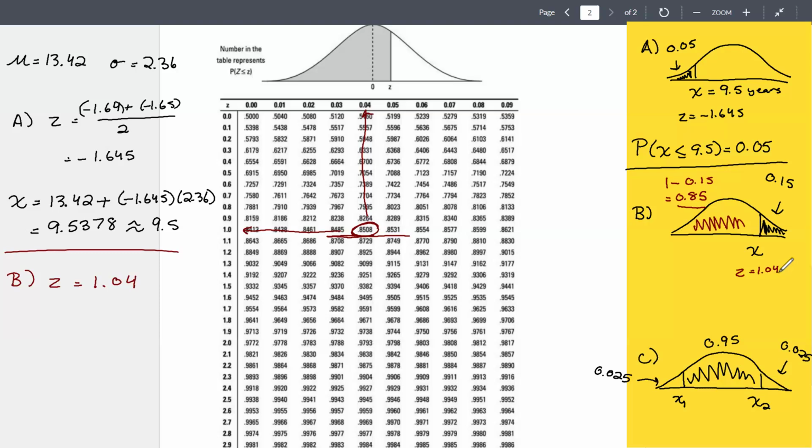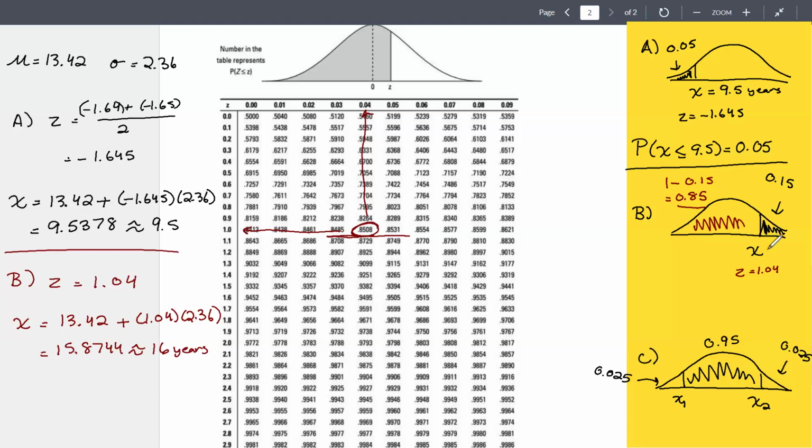So we know the z-score, we just need to go back and get that x value. Here, x would be 13.42 plus 1.04 times 2.36. Oops, I put my decimal in the wrong place. It's getting the wrong answer there. So this would be an age of 15.8744. Let's round that to just say 16.